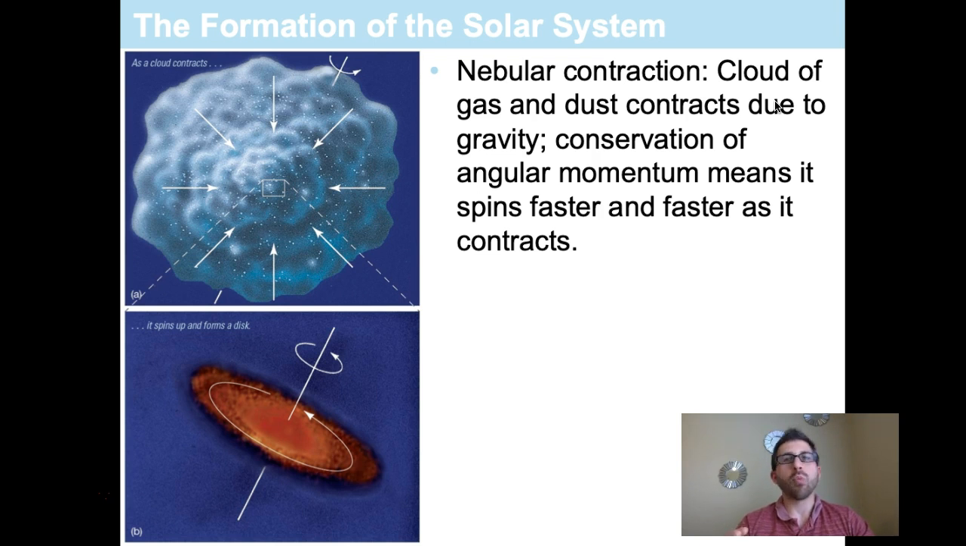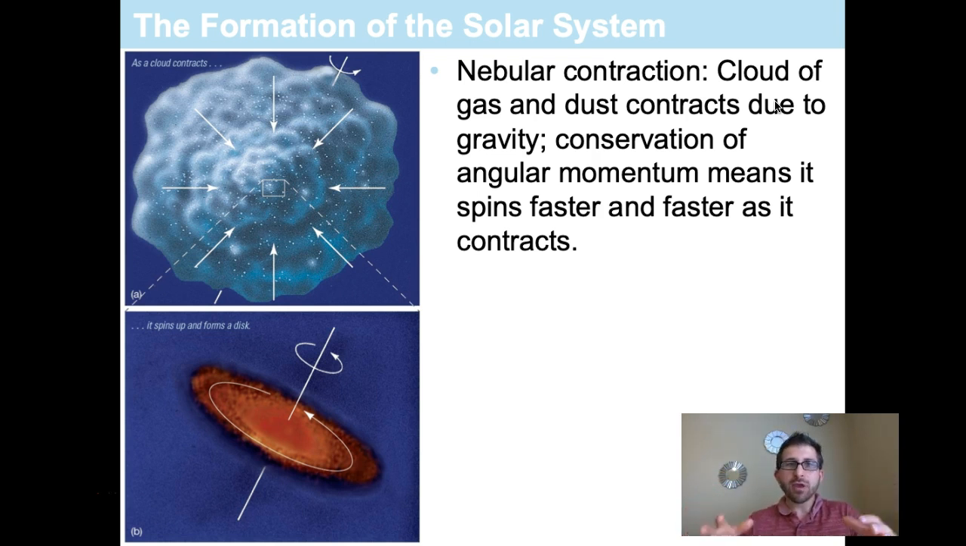And for one reason or another, maybe a supernova goes off nearby, or maybe we get a shock wave from the birth of another star that's nearby. But for one reason or another, we've got contraction of the nebula, and eventually gravity starts to take over and pulls matter closer and closer and closer together.